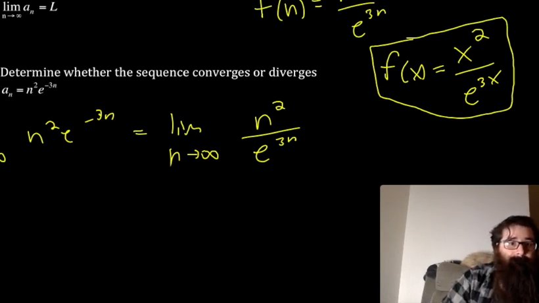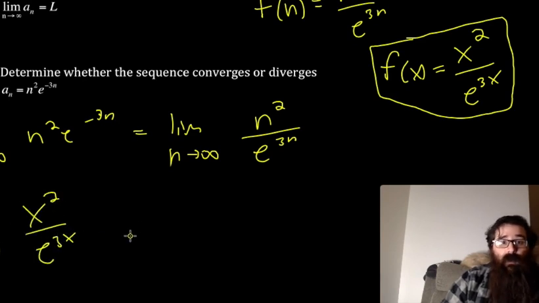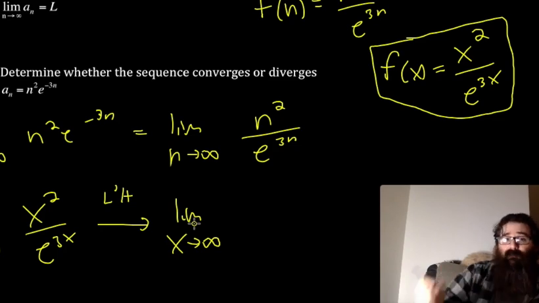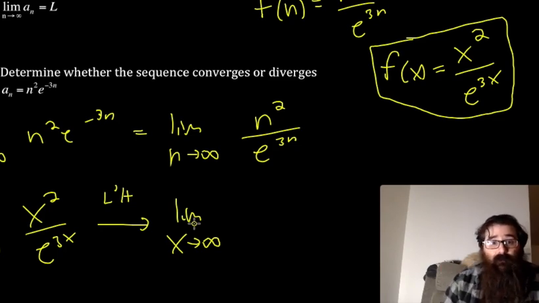So the limit as x goes to infinity of x squared divided by e to the 3x. This is where we're saying, let's bring him to the hospital. Let's use L'Hopital's rule. Because it's indeterminate, I can use L'Hopital's rule. That's the one and only precursor that I need, that it is indeterminate.